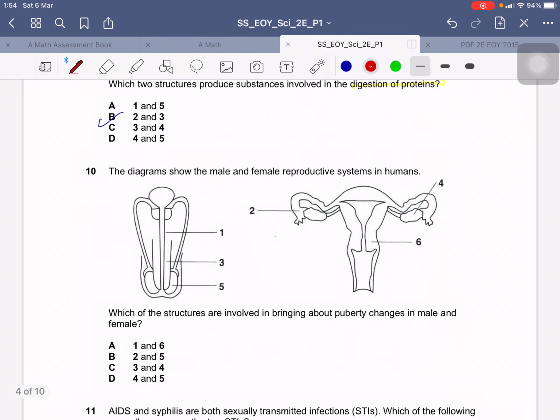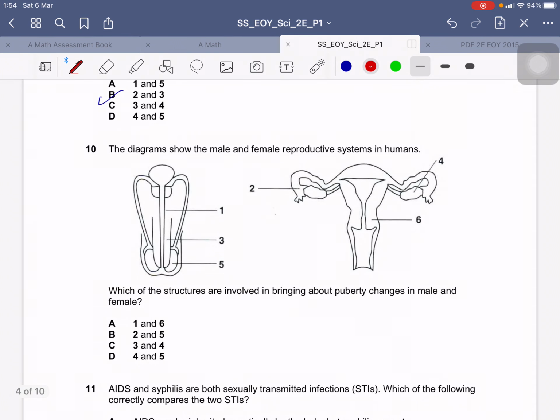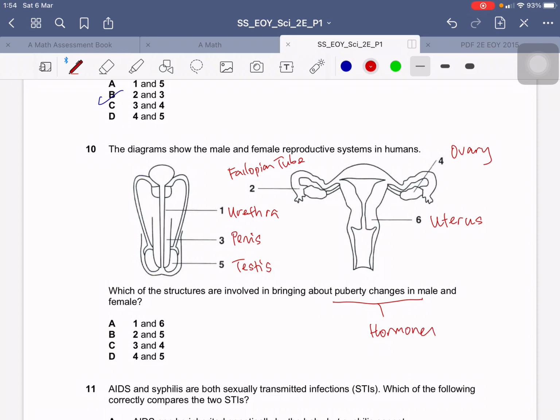Okay, next. Now you've got the male and female reproductive systems in humans. I would like to label them first. You've got this uterus. Number 2 is the fallopian tube. Number 3, a penis. Number 4 would be the ovary. Number 5, testes. And this is the uterus. So which ones will bring about puberty changes? This will involve hormone production, and that must be the testes and also the ovary. So the answer will be 4 and 5.